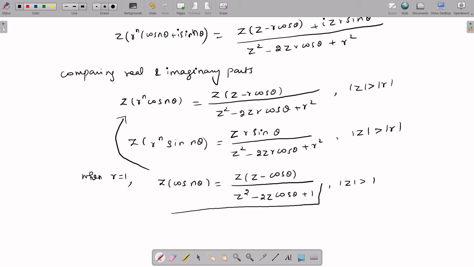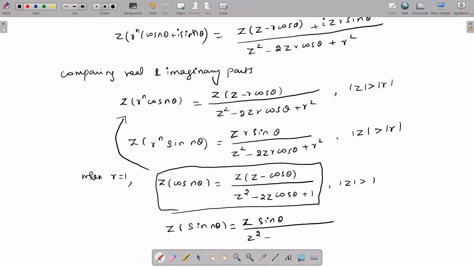Okay, in the same way, when you substitute r is equal to 1 in this term, we get the Z transform of sin n theta. Put r is equal to 1 in the sin theta formula. So the Z transform of sin n theta is equal to z sin theta divided by z squared minus 2z cos theta plus 1, when mod z is greater than 1. This is the Z transform of sin n theta. Okay, so this is the way you have to do it.